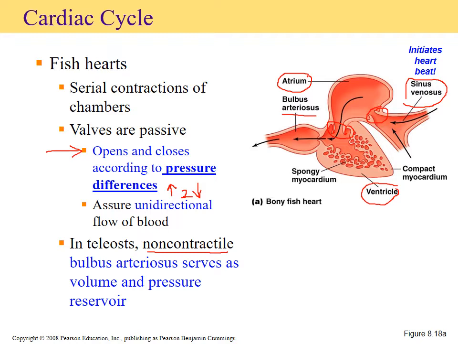I also went ahead and wrote down for you that the sinus venosum chamber is the one where the heartbeat will be initiated by a group of pacemaker cells. So this will allow the heart to beat consistently.